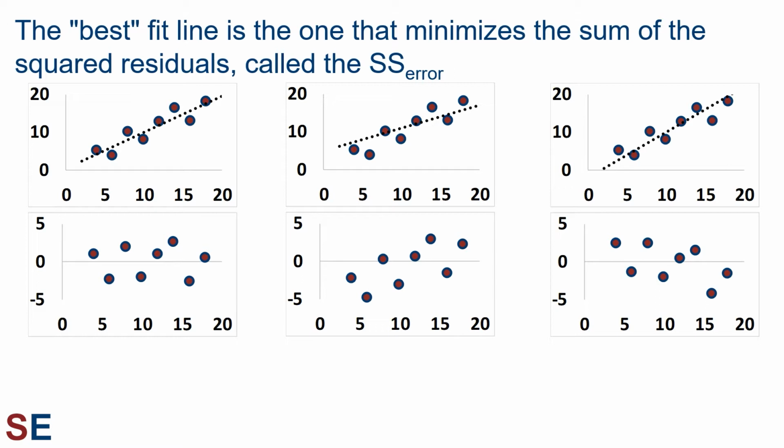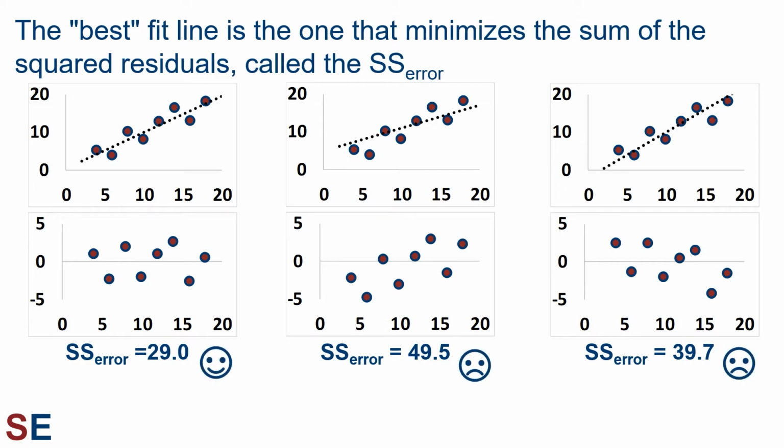To find the best fit line, we would look at the residual plots and calculate the square of each residual and add them up. The SS errors as we move from left to right are 29, 49.5, and 39.7. In general, the data points are closer to the line in the figure on the left compared to the center or right. We can also see that the assumption of the residuals being centered around 0 along the entire range of x values is violated in the center and right figures. For these reasons, we would prefer the line on the far left.